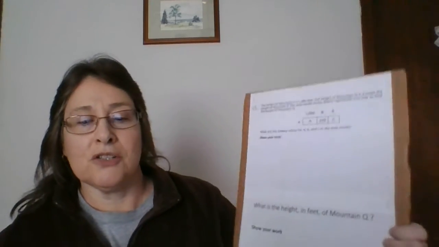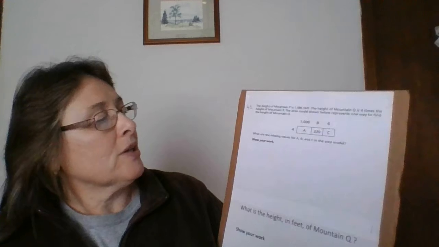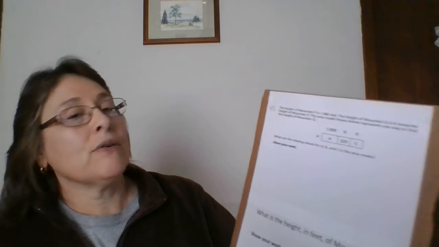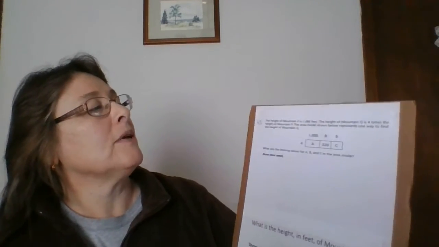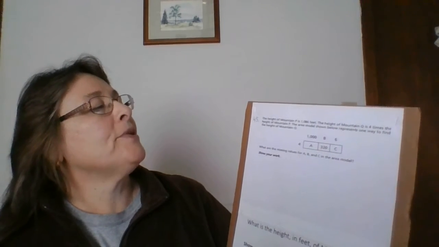Our next question is a two-parter. So let's get started with part 1. It says, the height of mountain P is 1,086 feet. The height of mountain Q is 4 times the height of mountain P. The area model shown below represents one way to find the height of mountain Q.